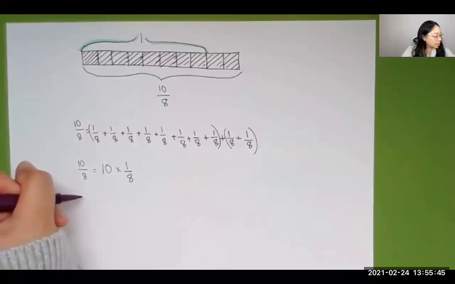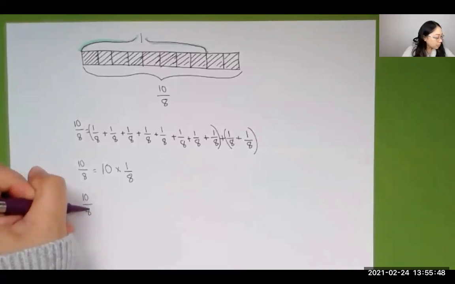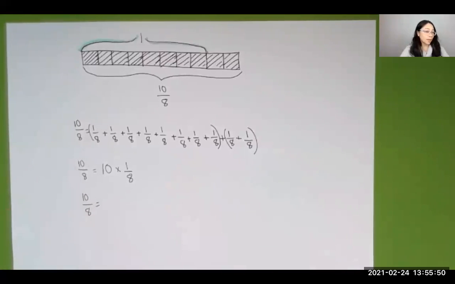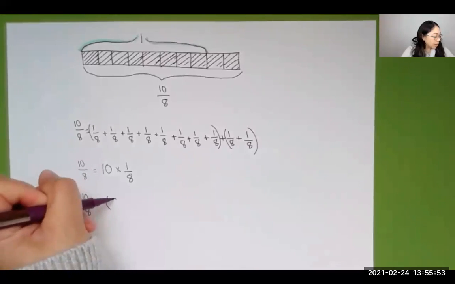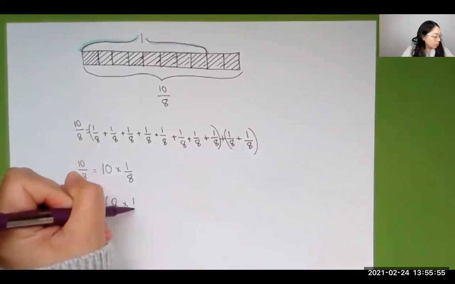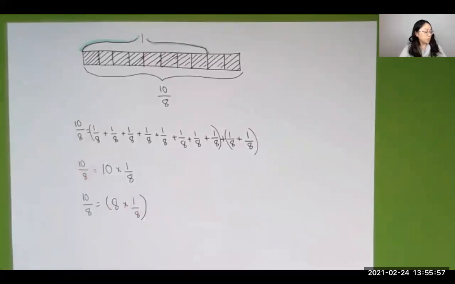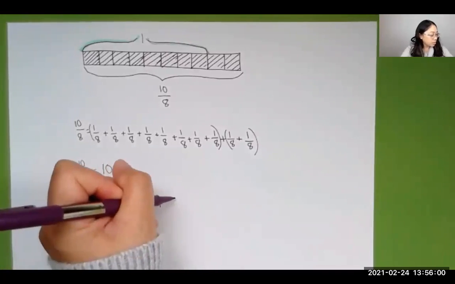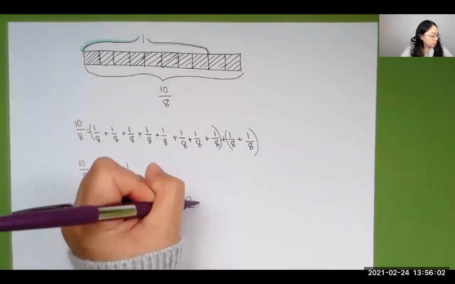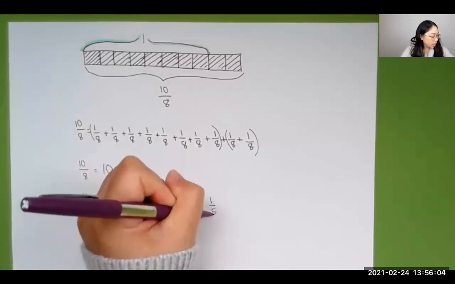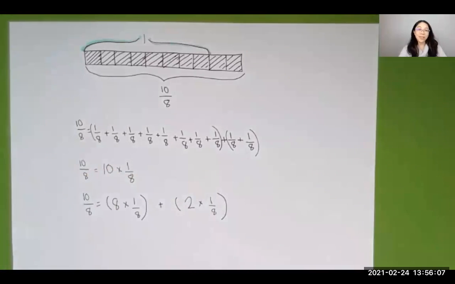We could write 10/8 equals, open parentheses, 8 times 1/8, close parentheses, plus, open parentheses, 2 times 1/8, close parentheses. Now it's your turn. On your paper, we're going to draw a tape diagram to show 5/3. How might we do that?